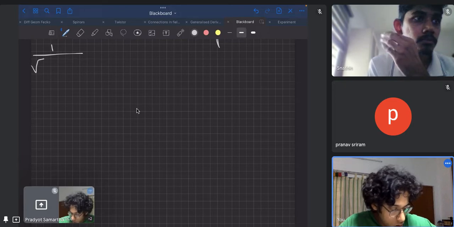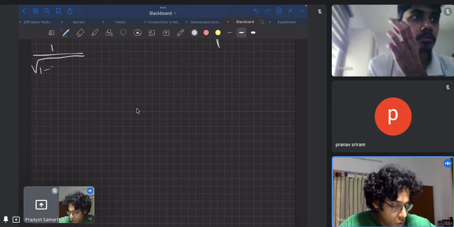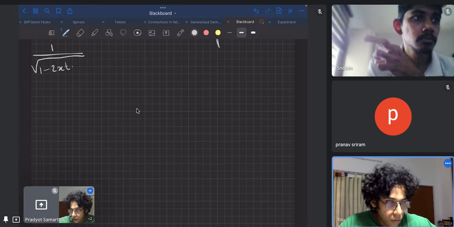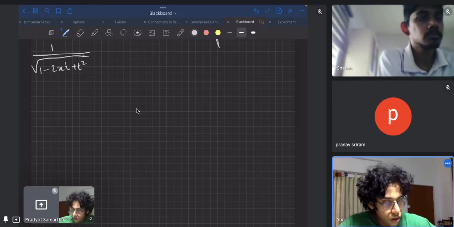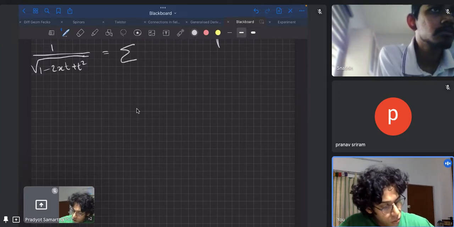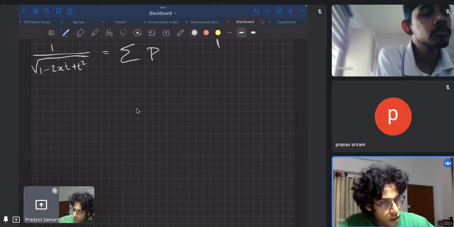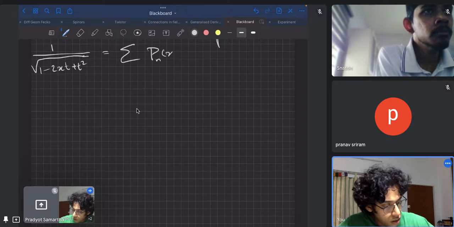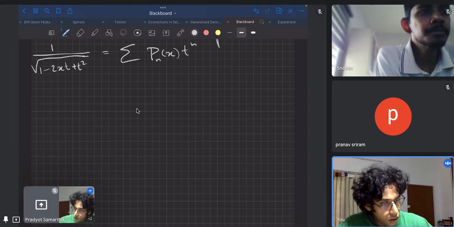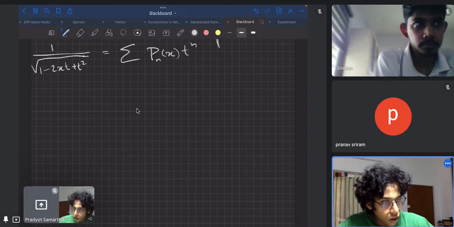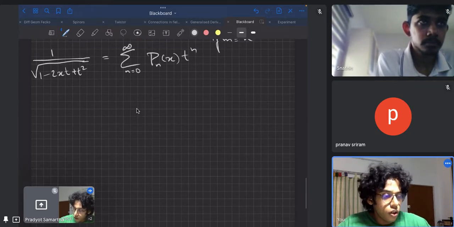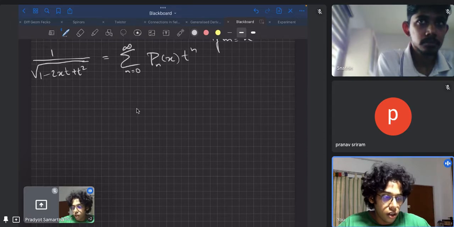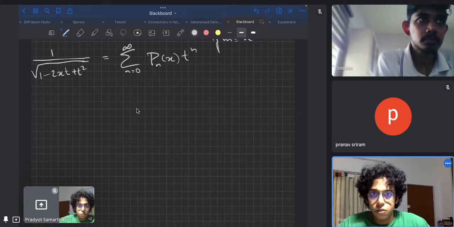1 by root of 1 minus 2xt plus t square is equal to the summation of Pn of x times t to the power of n, from n equal to 0 to infinity. So these are the generators of the orthogonal polynomials.